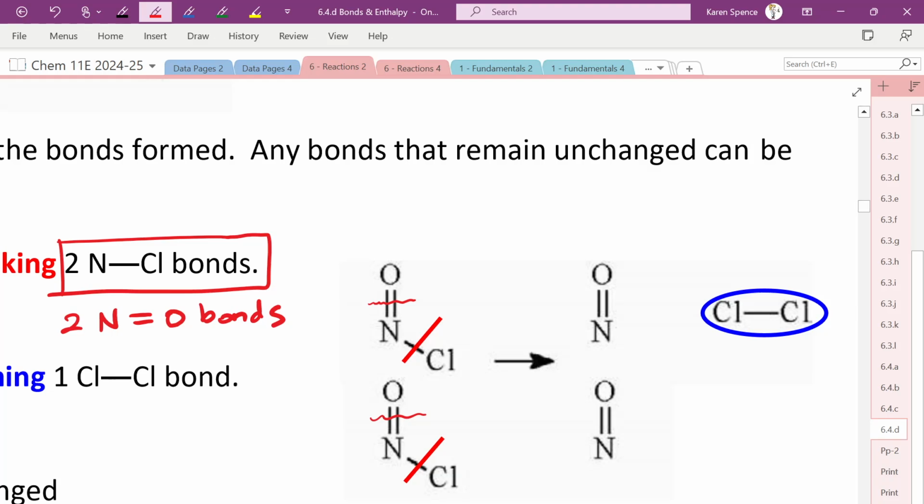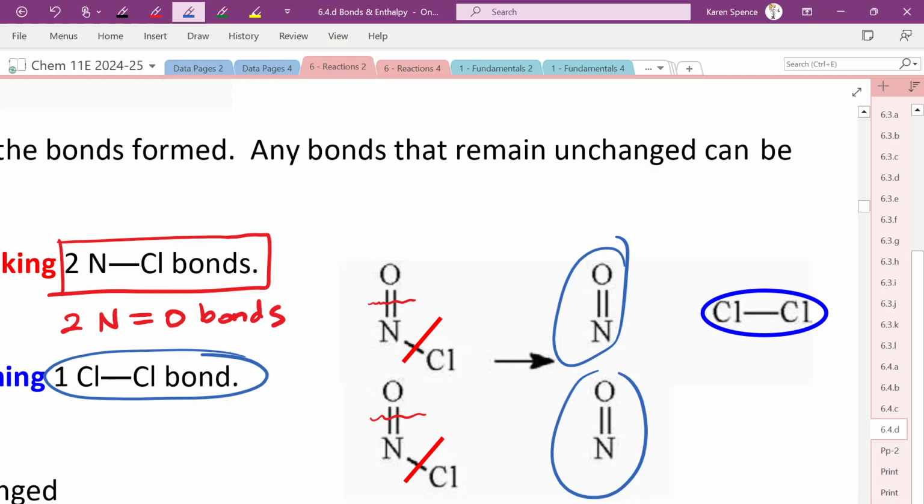So basically, you just don't count. Now, for our products, we are forming a Cl-Cl bond. Yes, we're forming one Cl-Cl bond, but we're also forming 2 NO bonds. So it's up to you whether you choose to add the NO bonds into the forming and into the breaking, because they will just cancel each other out. Does that make sense?